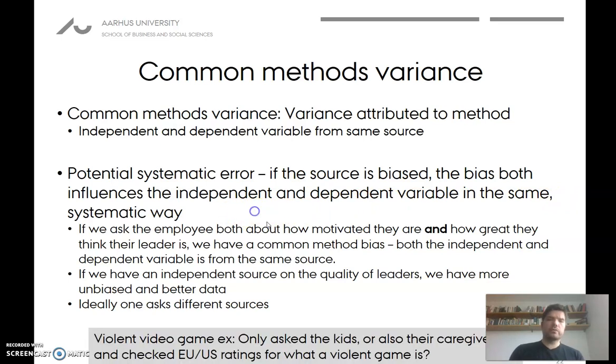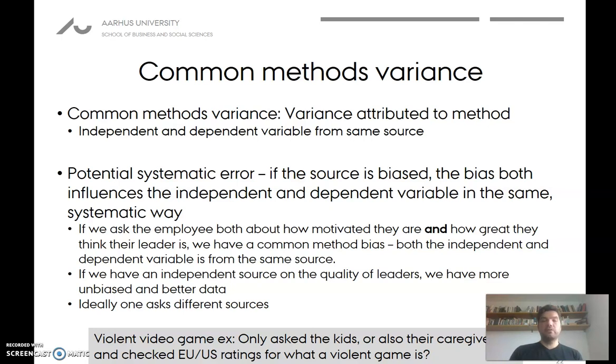So maybe a more straightforward example is the video games. If you ask the kids about what constitutes a violent video game and how much they play, and from the same kids also try to get them to assess their own aggressive behavior, well, it might be that more aggressive kids simply have a different perception of what a violent video game is. So you're actually not getting an unbiased take. That's why we call this common method bias.